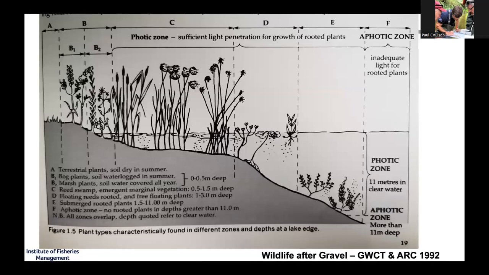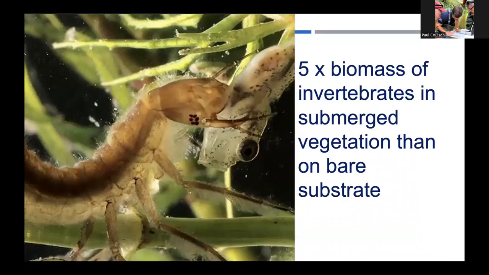This is an old picture from somewhere looking at gravel pits, and again, just showing you those different zones that you can use to your benefit within a fishery. You can put lots of different species of plants in, bring lots of value, both from a biodiversity point of view, but also from a fish benefit and a terrestrial and a bird and a wider animal benefit within your fishery by planting up all these different zones. And looking at the research, the more plants you have, the greater the biomass of invertebrates. There's 5 times the biomass of invertebrates in submerged vegetation than on bare substrate.